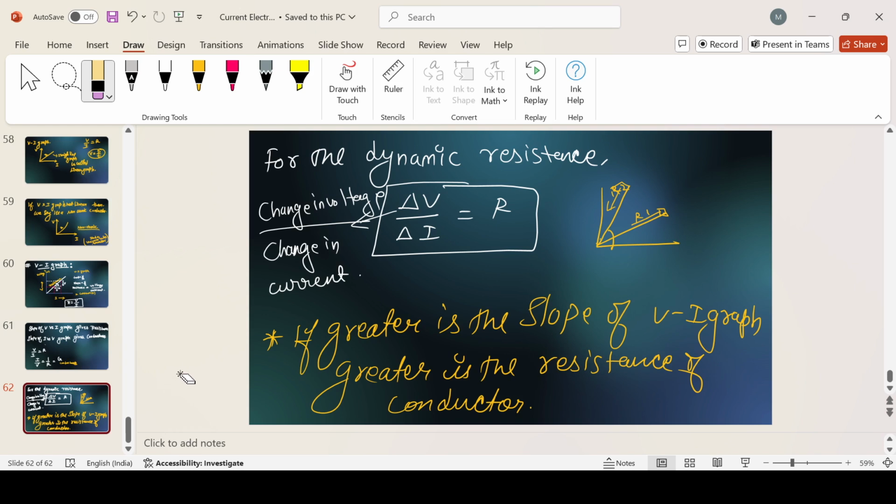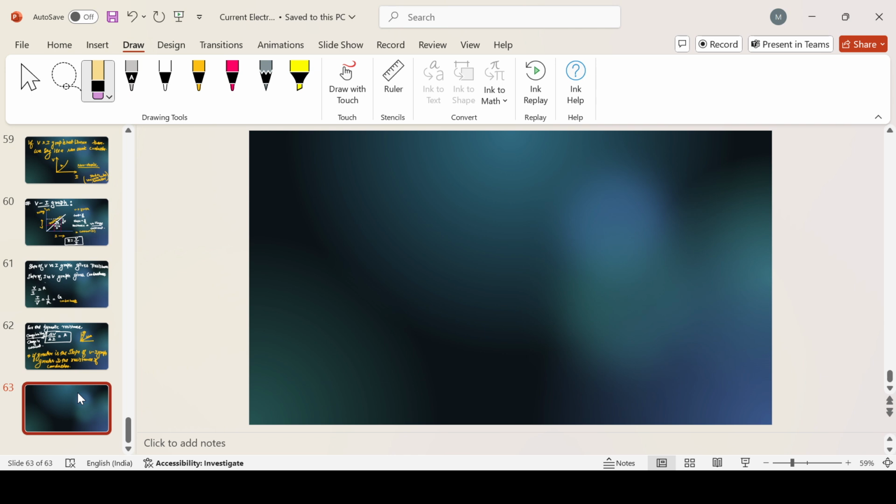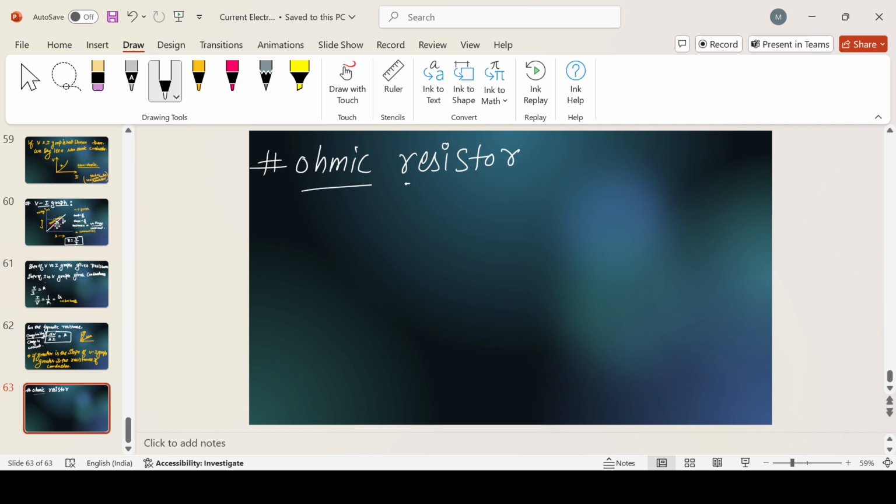Is it clear? Now on the basis of this, see this V upon I and R is always given by Ohm only. So for this we got to know the thing that is called the ohmic conductors, or we can say ohmic resistor or non-ohmic. In your book it is given in the form of ohmic resistor. In ICSE it's been talked about ohmic resistors. So simple, it's the same thing only.